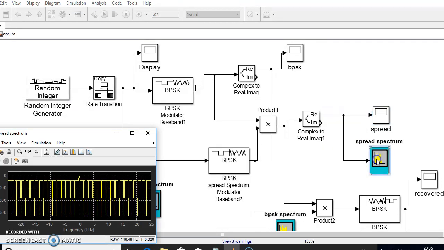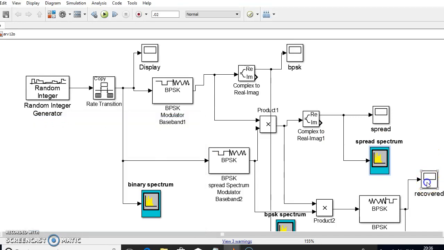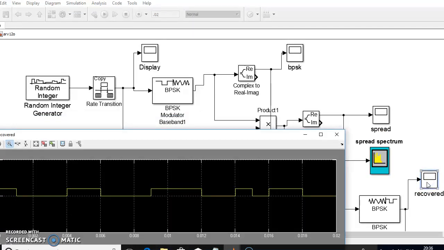So now if I look at the spread spectrum, it looks so complicated that you just can't find out what was the binary signal. Now if you really look at the demodulated signal, you can again get back the same output waveform.